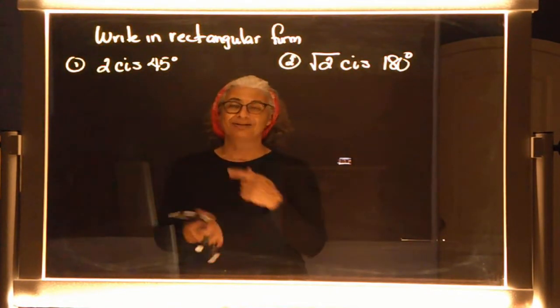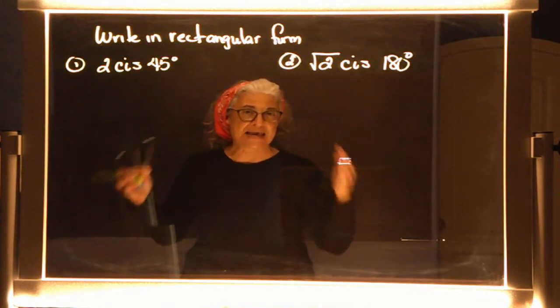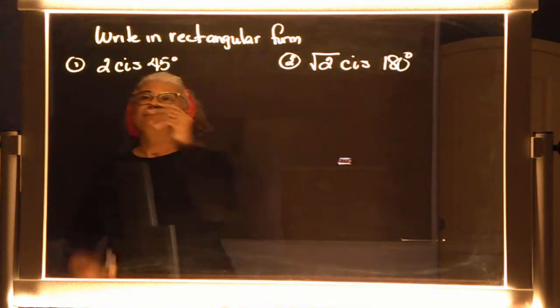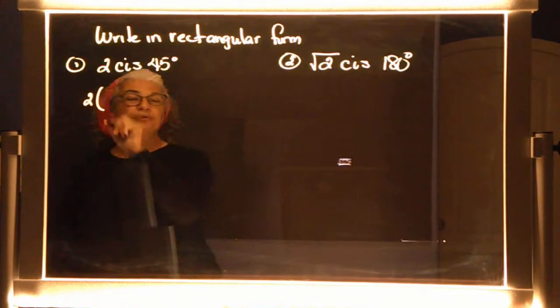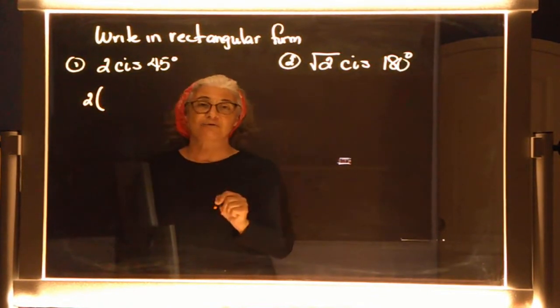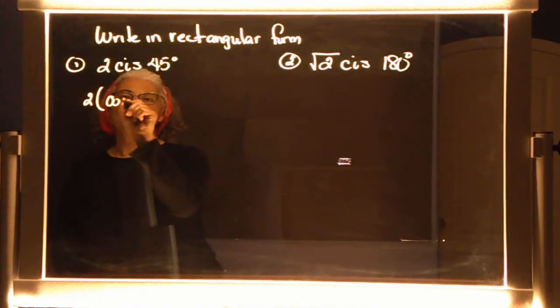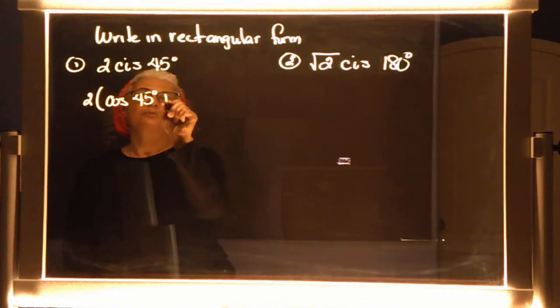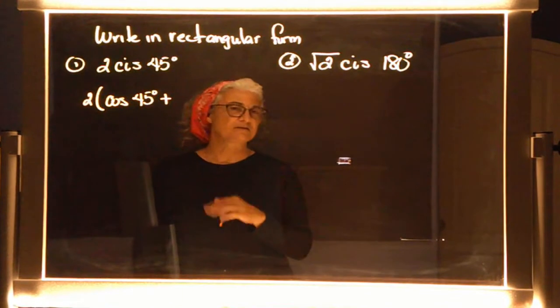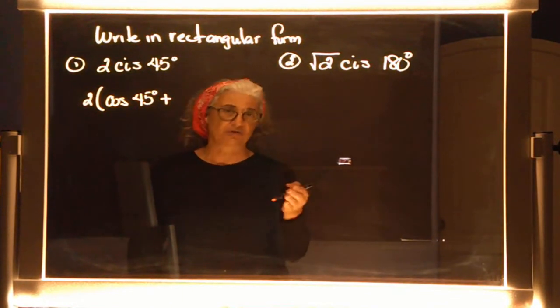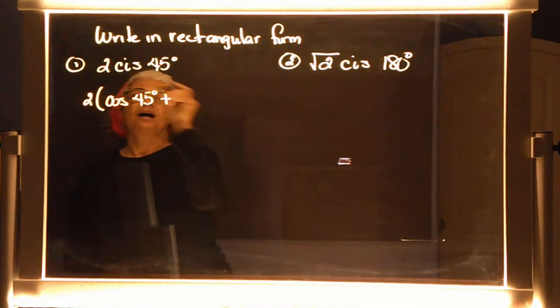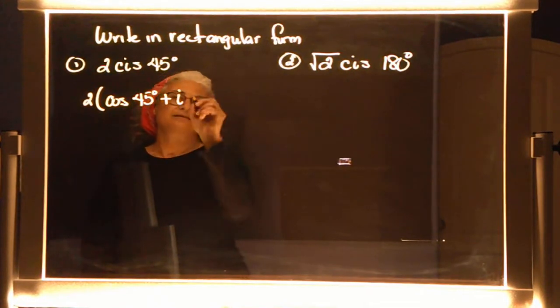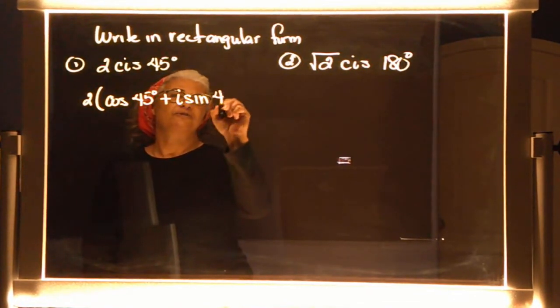And if you're like, I don't like that, well then expand it, rewrite it. This will be 2, and in parentheses, what's the C stand for? Cosine. Cosine of what? Good, 45 degrees. Plus, you're like, how do you know it's plus? It's always plus. That's the definition. It's always plus. I, what's the S? Sine of 45 degrees.